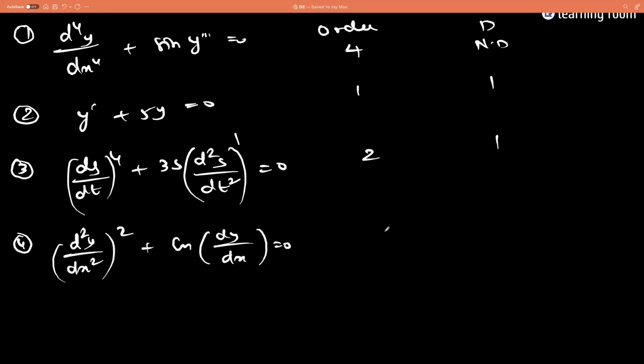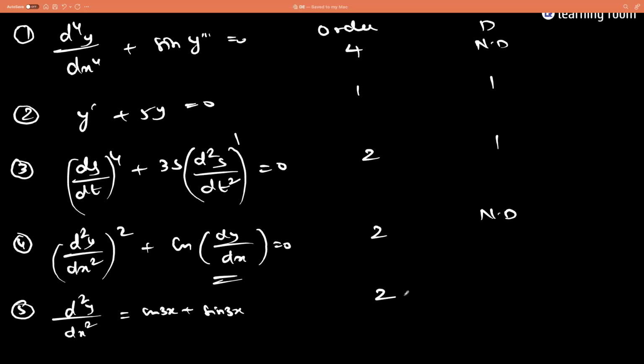Order 2, degree is not defined because cos of dy by dx. Are you able to understand, those who are online also? Yes, sir. Very good. So d square y by dx square is equal to cos 3x plus sin 3x. Order, degree. Correct.